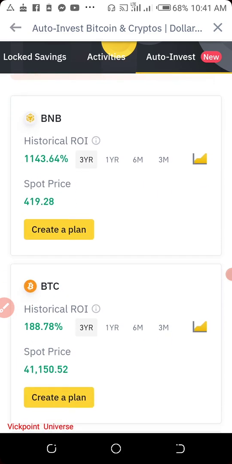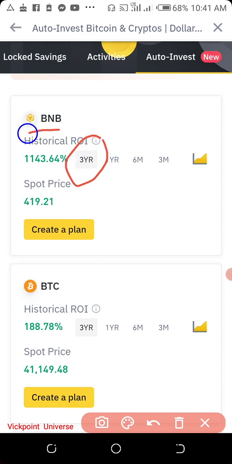Now in BNB, you will discover that in the past 3 years, BNB has actually gained over 1,143% ROI, right? Return on investment. That simply means, assume you had invested $1,000 in BNB in the past 3 years, you would have made over $11,400 right away.